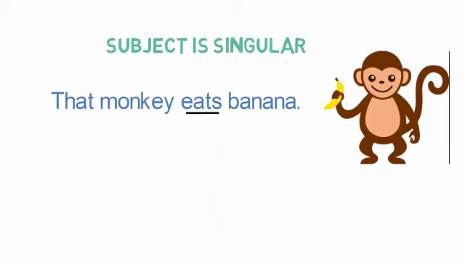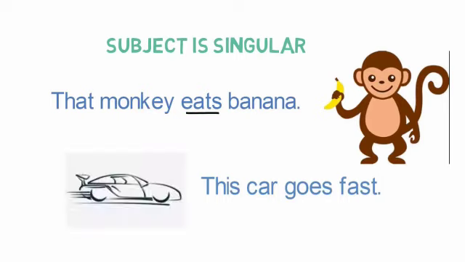Now let's look into one more example. This car goes fast. Here the subject is car, which is singular. So as per the rule, the verb will also be singular. In this case, it is goes.